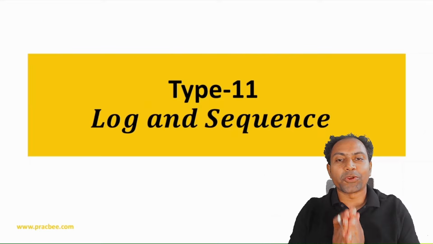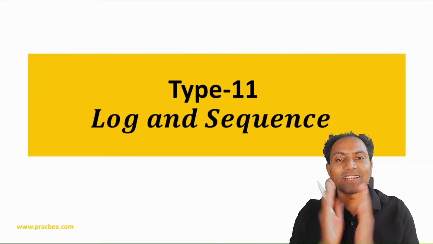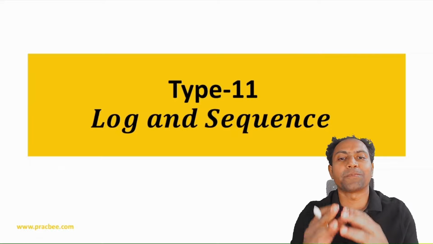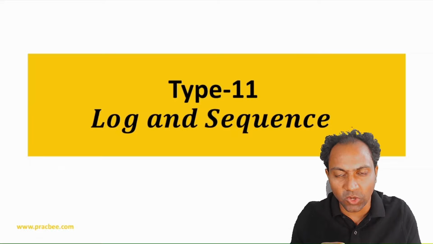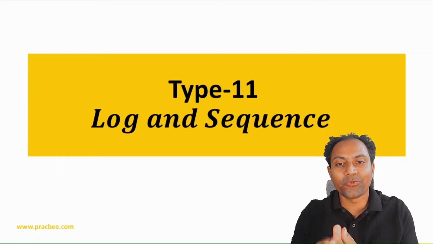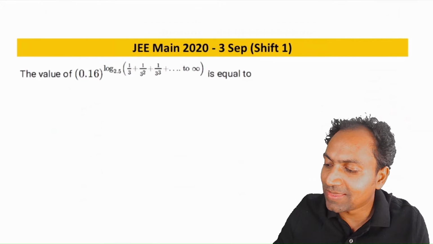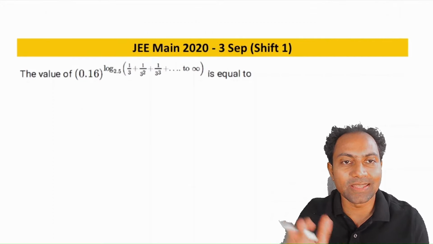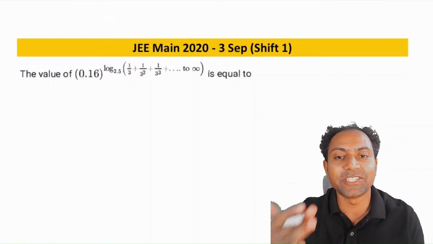Now let us look into the next problem type. This is the 11th and the last problem type. These are the questions which are based on the combination of properties of log and sequence. Let us look into one of such questions. Now in this JEE 2020 question, you can see that there is log and infinite GP involved in the same question.